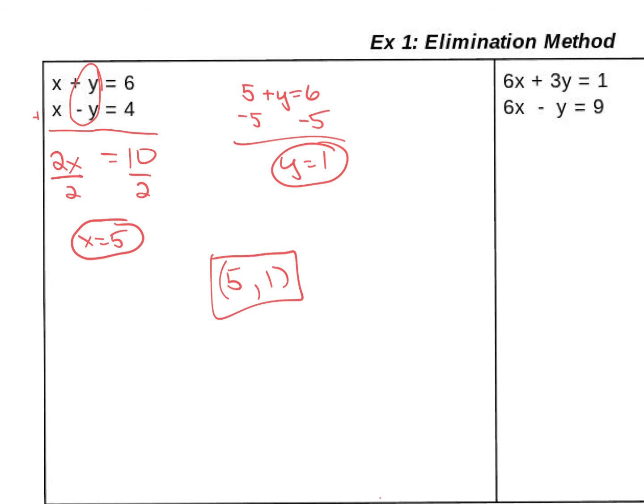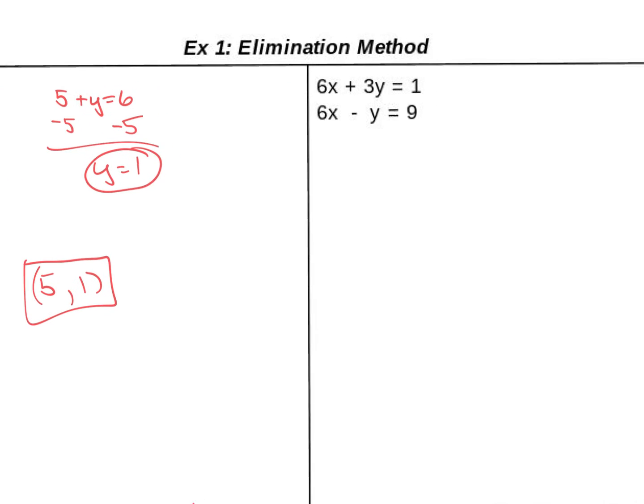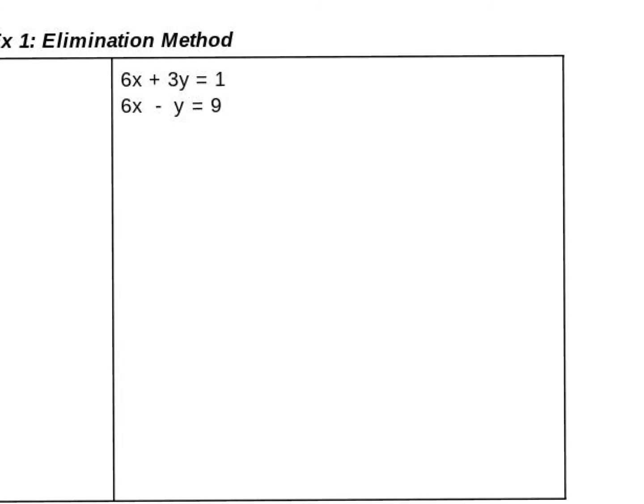Okay, so let's look at another one here. We have 6x plus 3y equals 1 and 6x minus y equals 9. Again, we're double checking that they're both in standard form, which they are. And then we also want to see if something's going to eliminate itself. So we have 6x and 6x. If we add them together, that's going to be 12x, and a 3y minus a 1y. Technically, you remember that 1 is always in there. But nothing's going to cancel.